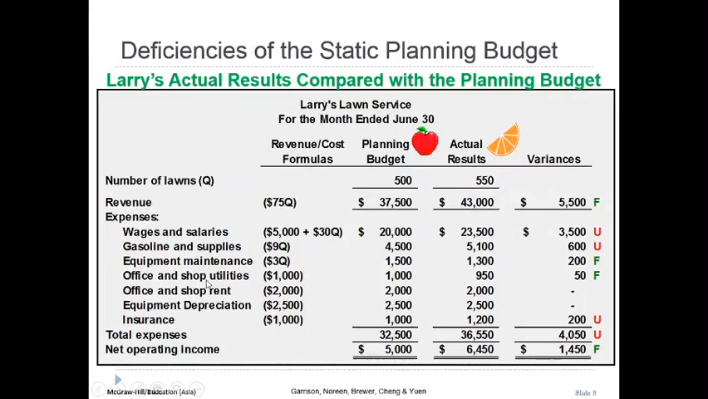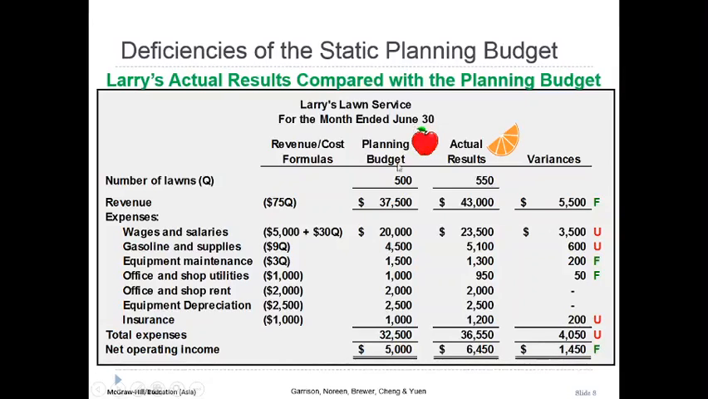If you want to compare the planning budget with the actual result just now, this is the comparison. In this chapter you will be calculating variances. The number of lawns here is 500, but the actual result is 550.